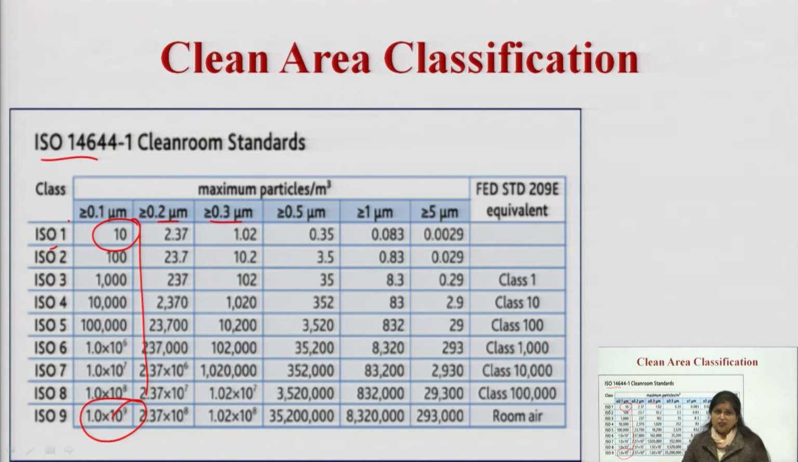So this is the classification depending upon the particle size, how many particles are allowed of this size, how many particles are allowed at 0.5 micrometer size, and how many particles are allowed at 0.3 micrometer size. So limits have been given either by various pharmacopoeias or by ISOs. Depending upon the standards, we can vary the classification of our clean areas.